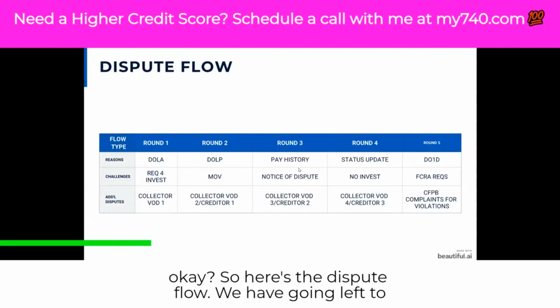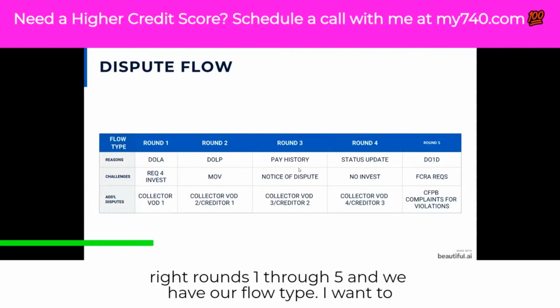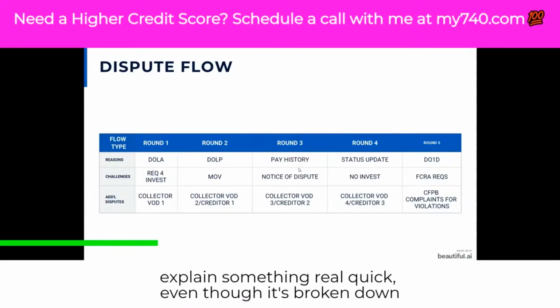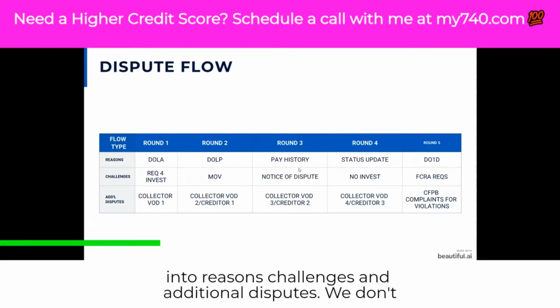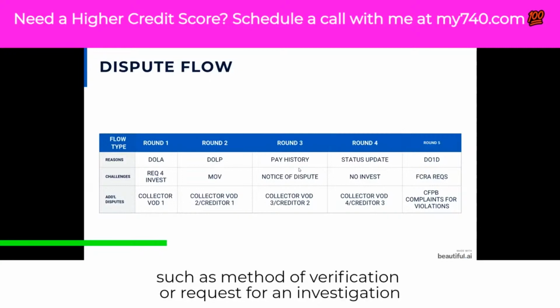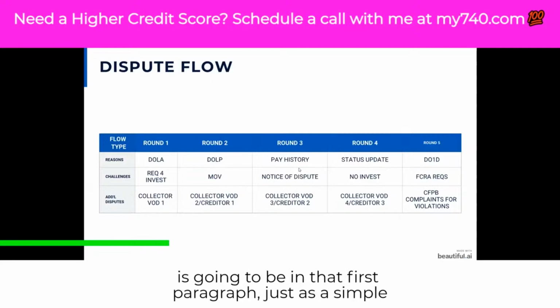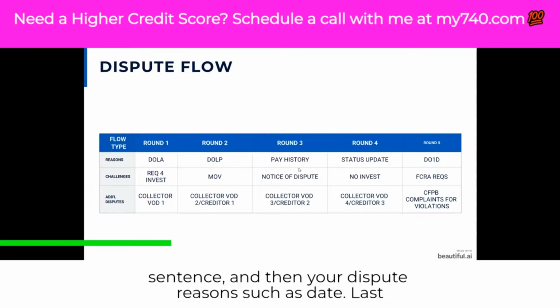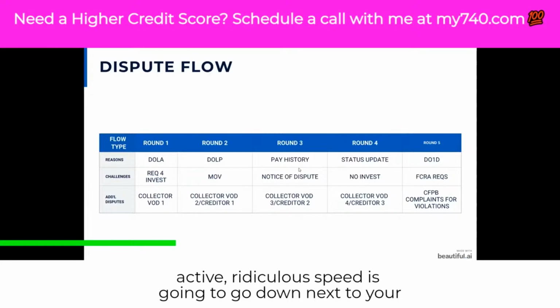Okay, so here's the dispute flow. We have, going left to right, rounds 1 through 5, and we have our flow type. Now I want to explain something real quick. Even though it's broken down into reasons, challenges, and additional disputes, we don't have 3 letters here. We have 2, because your challenge, such as method of verification or request for an investigation, is going to be in that first paragraph, just as a simple sentence. And then your dispute reason, such as date last active or date last paid, is going to go down next to your account.